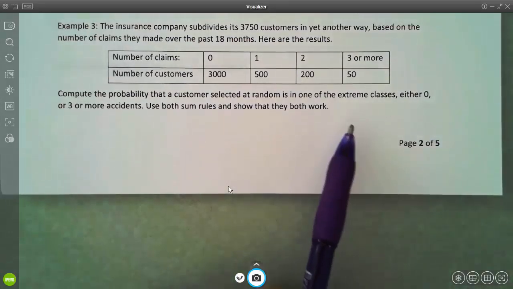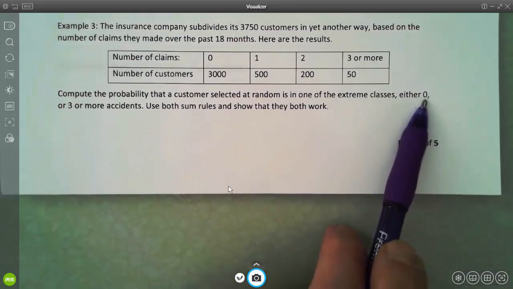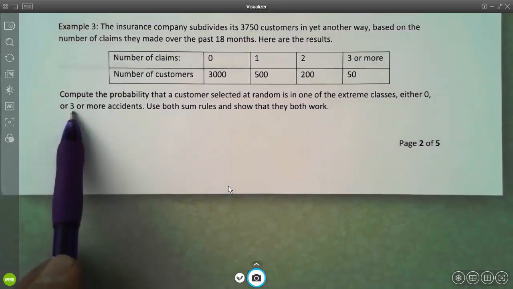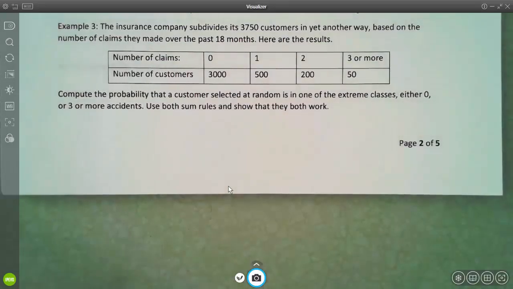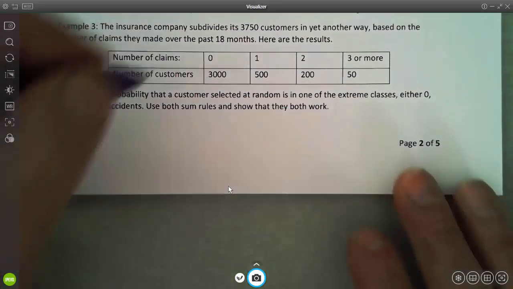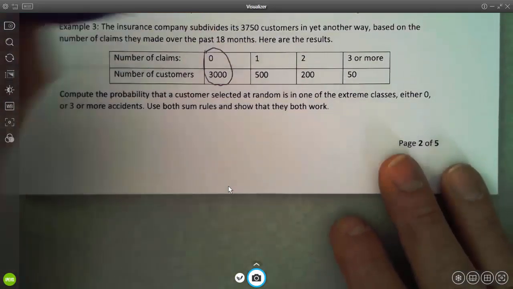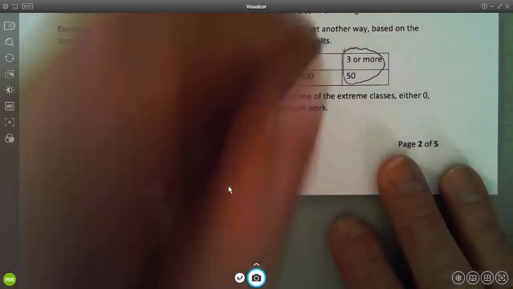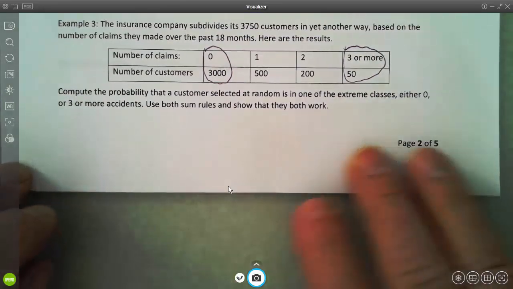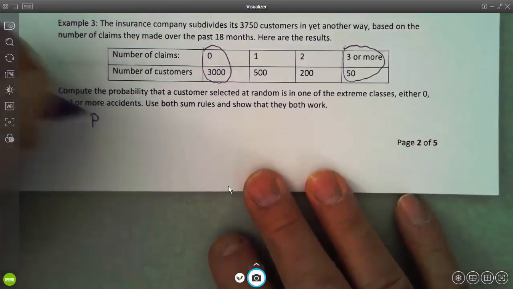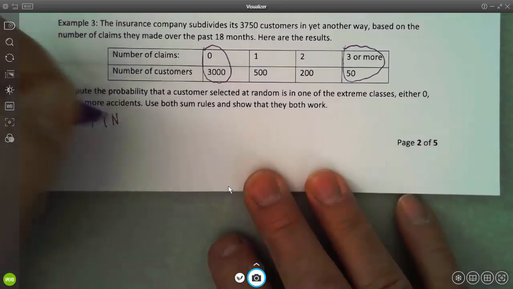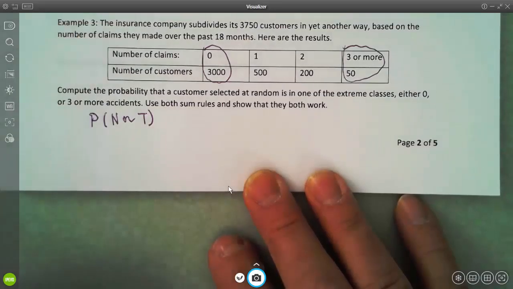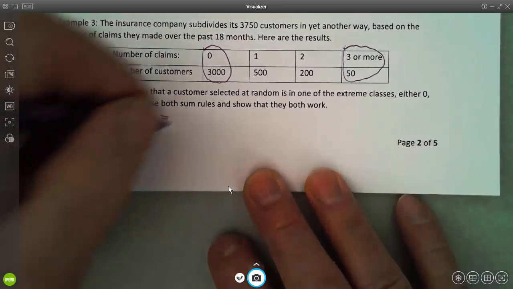Well, we notice, first of all, that if a customer makes no claims, then they certainly could not have made at least 3. And if they've made at least 3 claims, they couldn't have made 0. These are mutually exclusive events. So all we have to do is look up the probability of making no claims at all, of making 3 or more claims, and simply add them up. Let's say N for no claims and T for 3 or more claims. We can use the simplified addition rule.